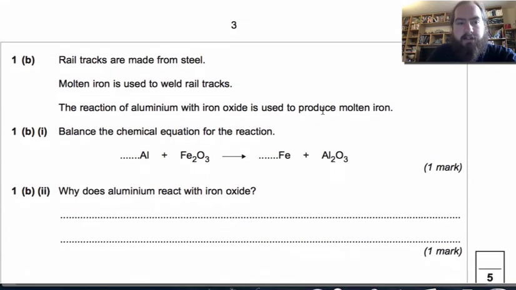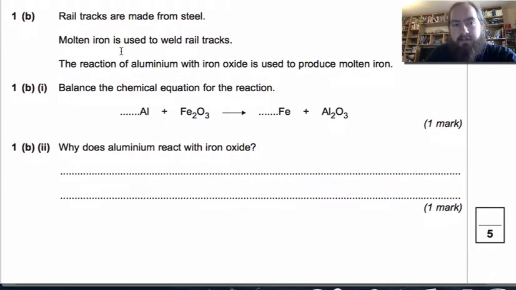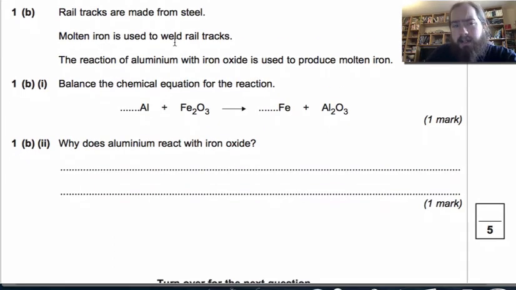Okay, second part of the question. Rail tracks are made from steel. Molten iron is used to weld rail tracks. Important there is that it's iron. The reaction of aluminium with iron oxide is used to produce molten iron. So we're reacting aluminium with iron oxide, that's a compound, to produce molten iron, which is back to the element.